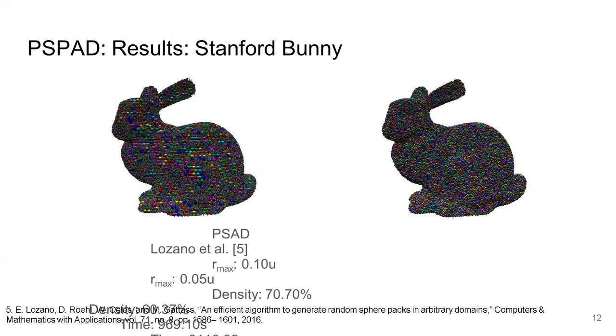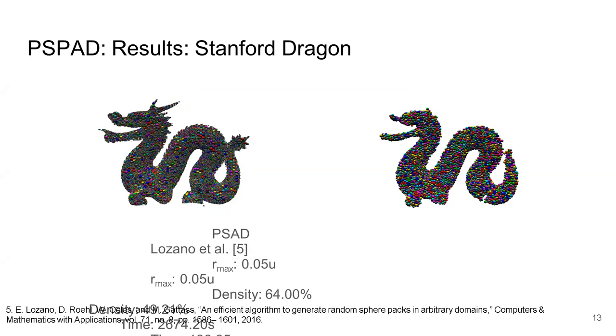The time of my method is 9.69, and the time of the Lozano method is 31.16. The time of my method is best. In Stanford Lajo, a composition similar to the Stanford Bunny is shown, where the Lozano method does not exceed the density of the proposed method, as can be seen in the lack of details in the Lozano method. My method density is 64%, and the Lozano method is 49%.